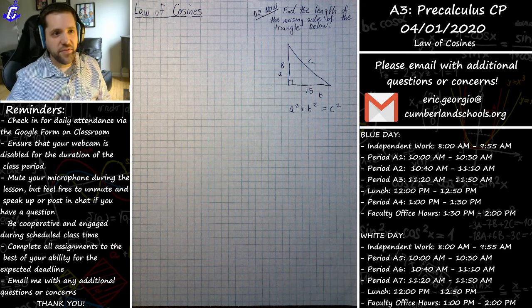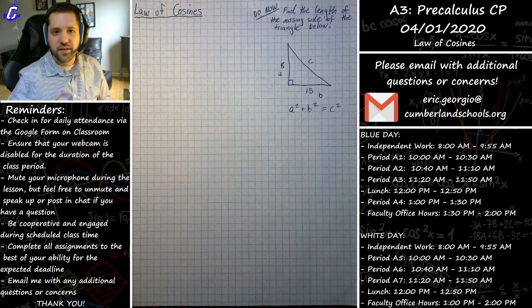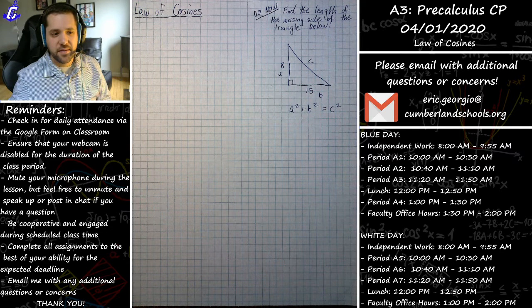So you should be able to figure out the answer to this. Did anybody find the length of the missing side of the triangle? What would be that missing length? Here's your opportunity. What do you got? What are we looking at? One side's 8, one side's 15. Little Pythagorean theorem. What are we looking at for that third side?